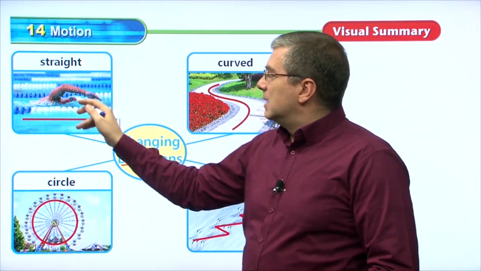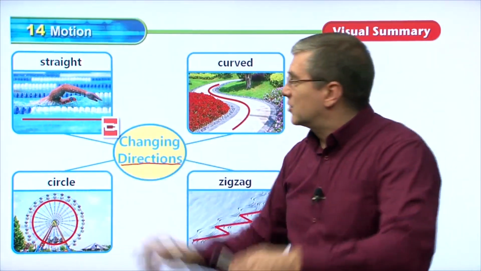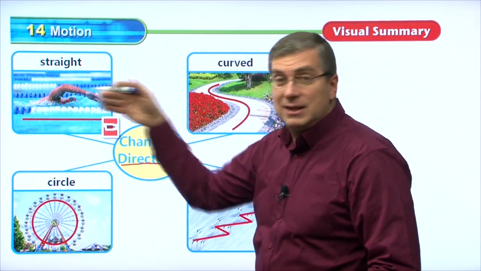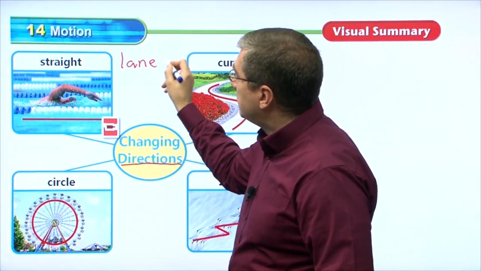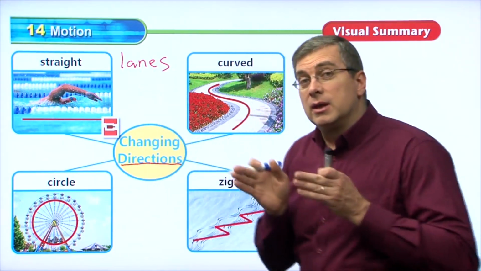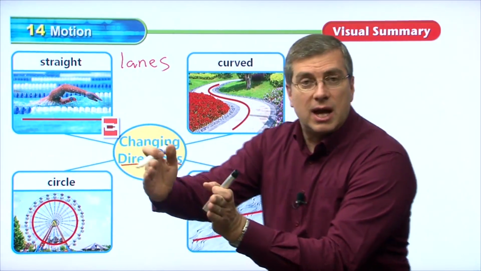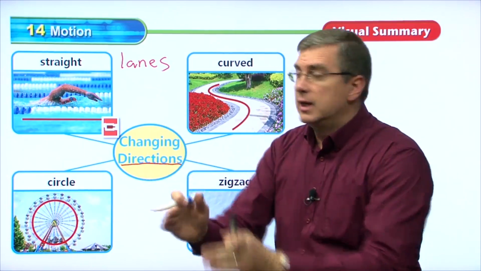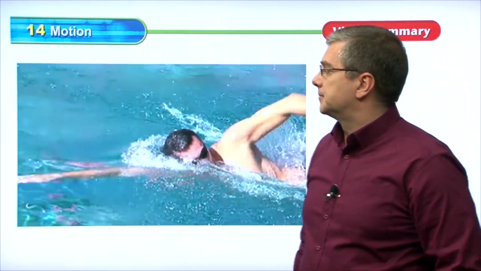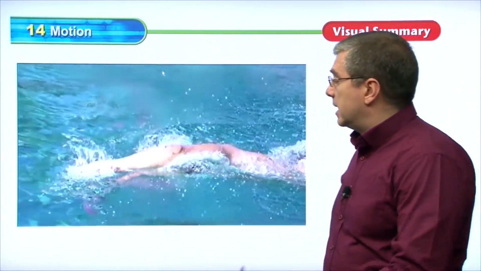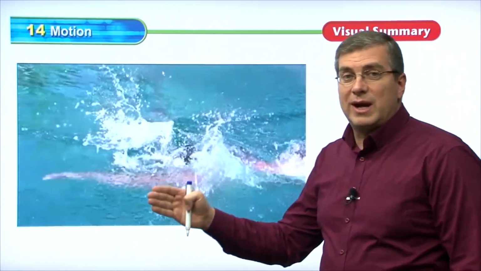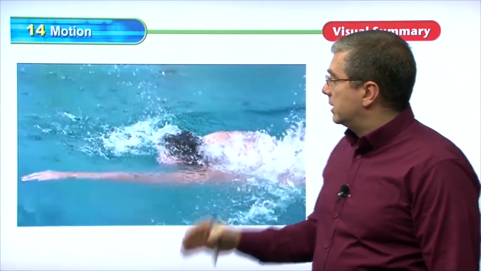As you can see, this man is swimming in a straight line. These lanes, swimming lanes, there are lanes in a swimming pool. The lanes are straight. The lanes are not bent. They're not curved. They are straight. Let's take a look. So, look at this guy. Oh, he's a very powerful swimmer, isn't he? But he's swimming in a straight line. He is swimming along in a straight line.